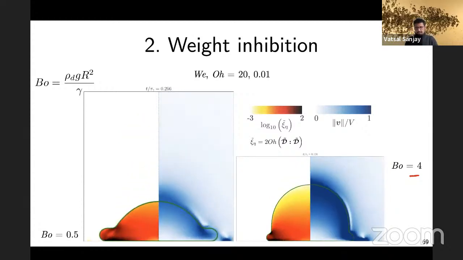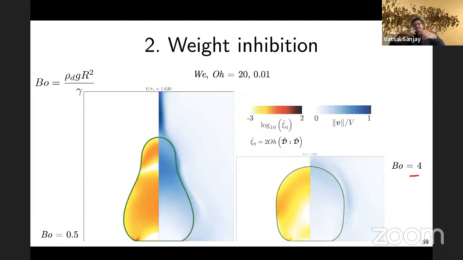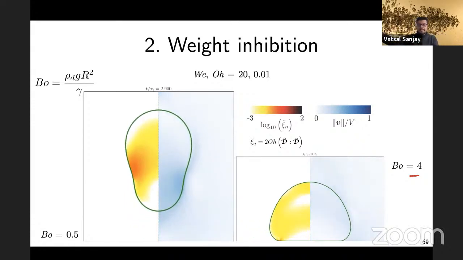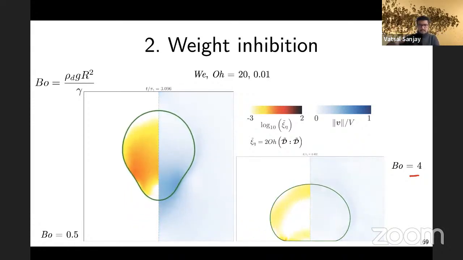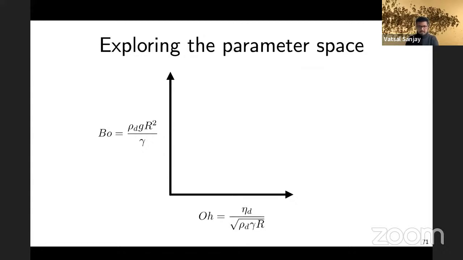If I let the video or the simulation run longer, it will keep on oscillating until the entire input kinetic energy to the system is dissipated by viscous stresses. But the drop still doesn't take off. It does it by just doing these surface oscillations. So in fact, as it turns out, the critical Bond number beyond which the drop will stop bouncing is this Bond number of 1 that you saw in the previous slide.